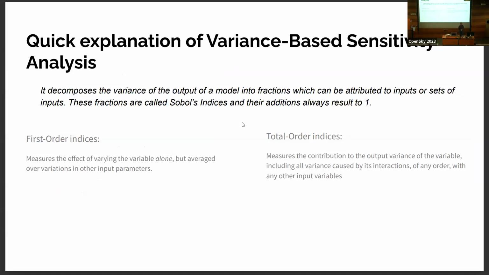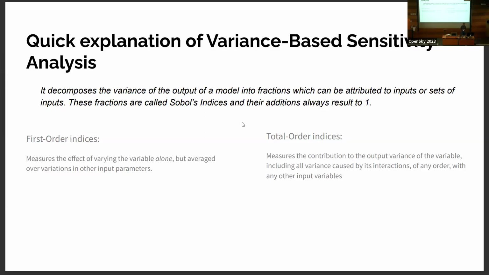So for this analysis, we use the variance-based sensitivity analysis, which is also called Sobol's experiment in most cases. The idea is to decompose the variance of the output of the model into fractions which can be attributed to the different inputs. These fractions, called Sobol indices, can be added together and always result in 1. So for example, if you have a Sobol index of 0.6, that means that this input accounts for more or less 60% of the final variance of the model.